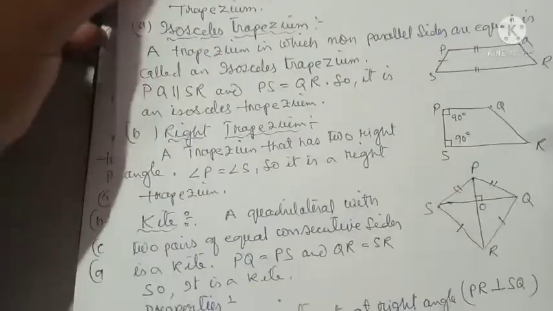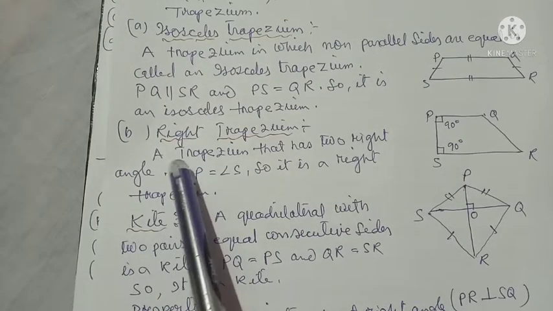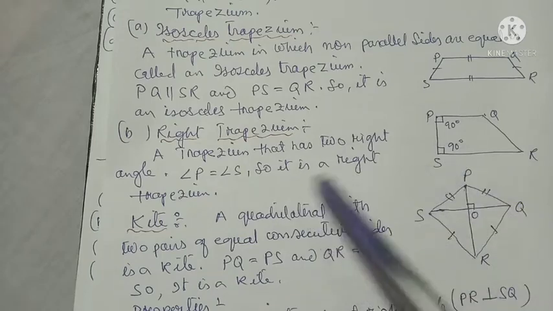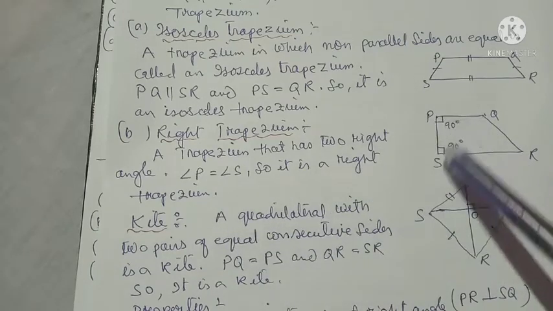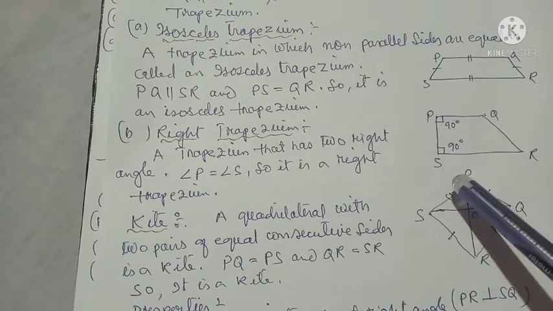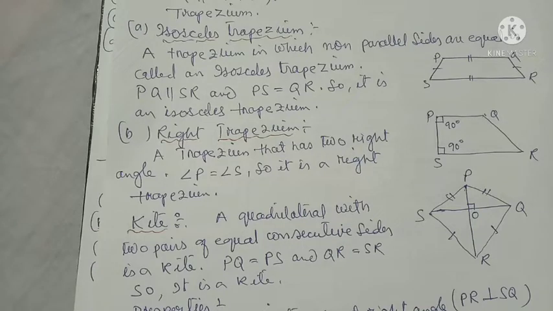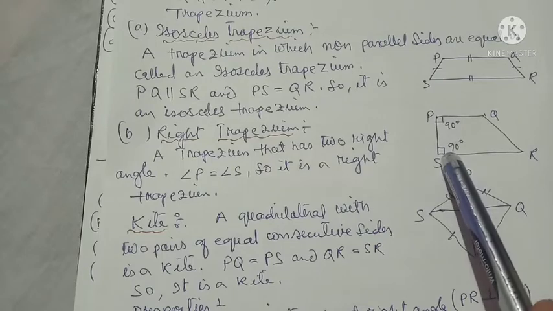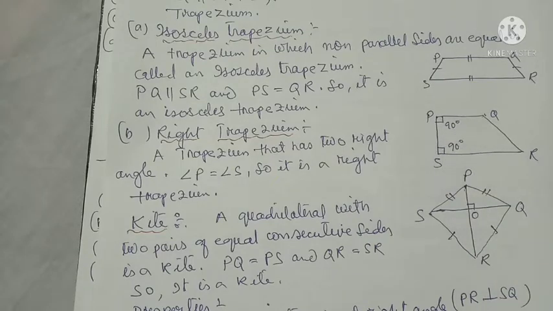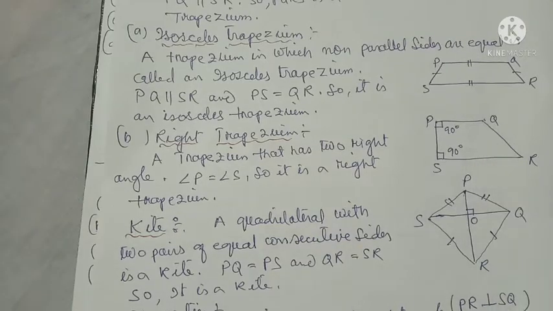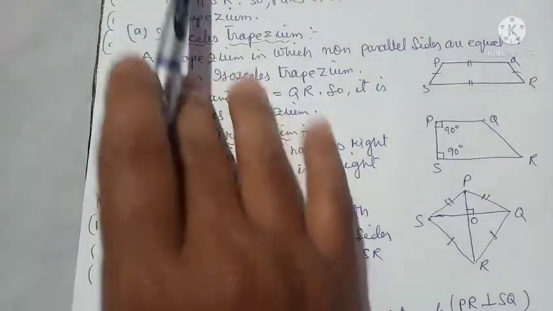Then the next is the right angle trapezium. A trapezium that has two right angles, that is P and S, is called a right angle trapezium. When a trapezium has two right angles, that type of figure we call a right trapezium. So the first one is the trapezium.